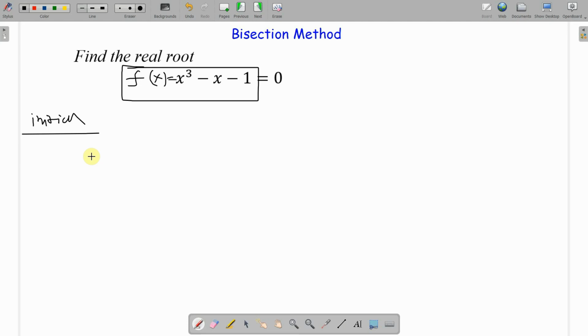Now I'm guessing the initial root, or the initial condition. In this case I'm guessing that the value of x is 0. So what will be the function? Tell me. f(0) will be -1. So it's giving you the minus sign.